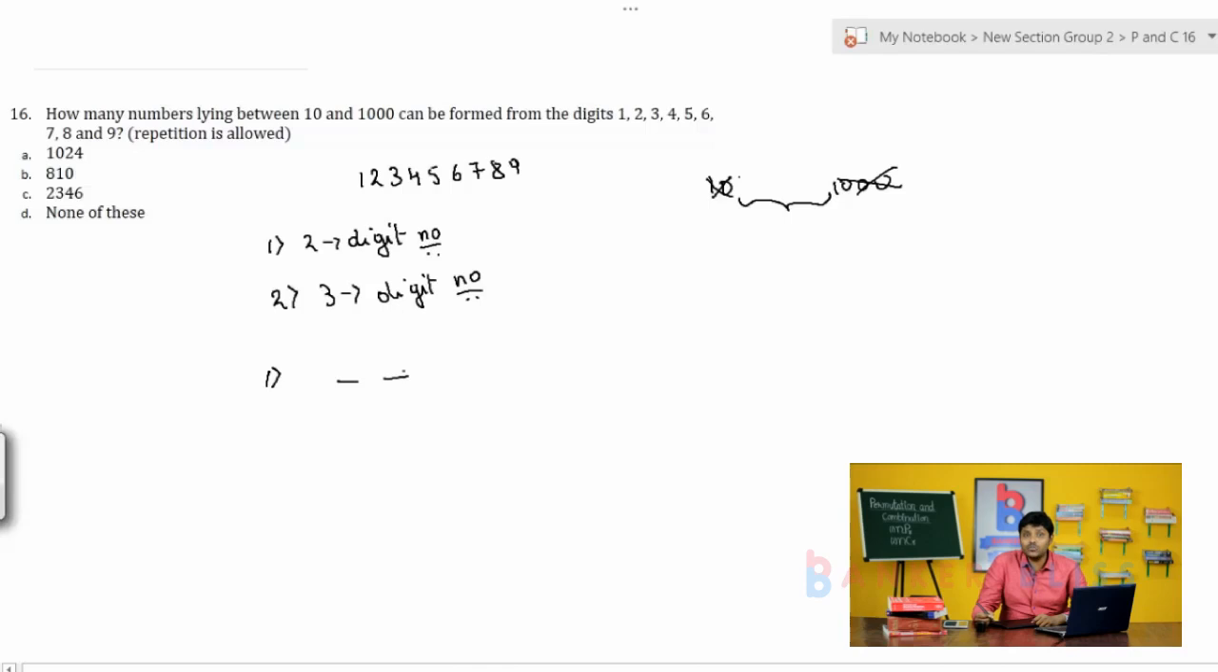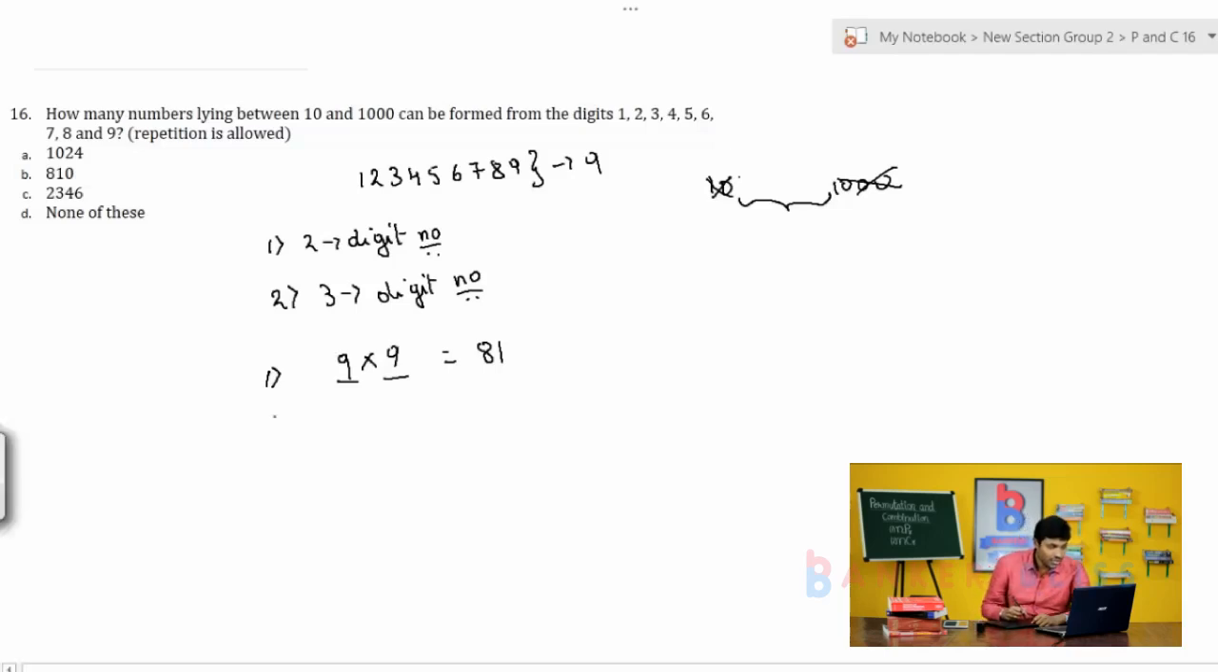These 2 spaces have to be filled by how many values? 9 values. Since repetition is allowed, whichever number has come to the first position, the same number can come in the second position also. So altogether 9 into 9, 81. So you have 81 numbers between 10 and 100.